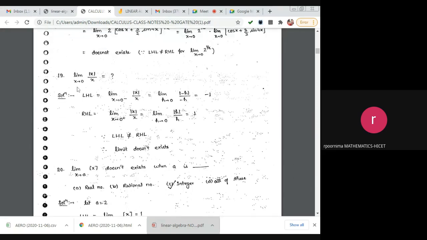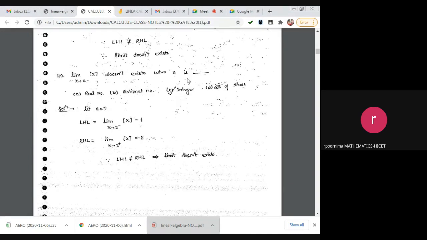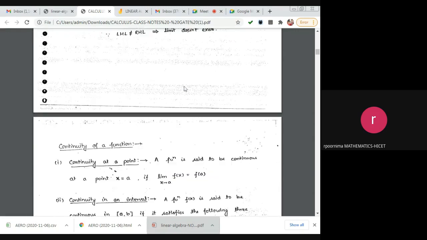Next, the 19th problem, limit x tends to 0 of modulus of x by x. So first find the left hand limit, it is minus 1, the right hand limit is plus 1. So both are different, so the limit does not exist. So limit x tends to a of x does not exist when a is an integer. Okay, if a is an integer, it means that x does not have a limit point, because the left hand limit and right hand limit will not be the same.